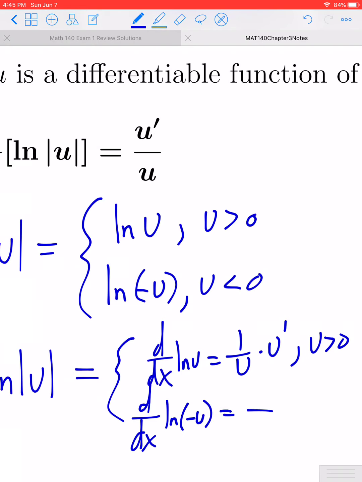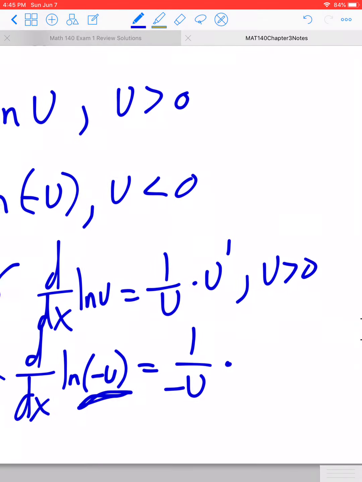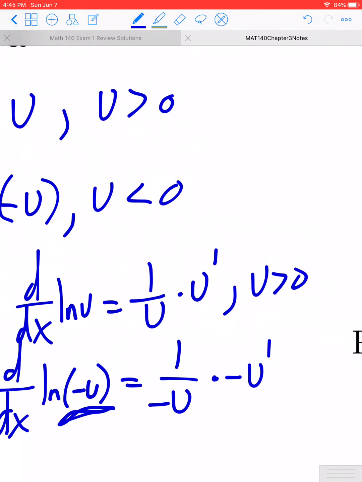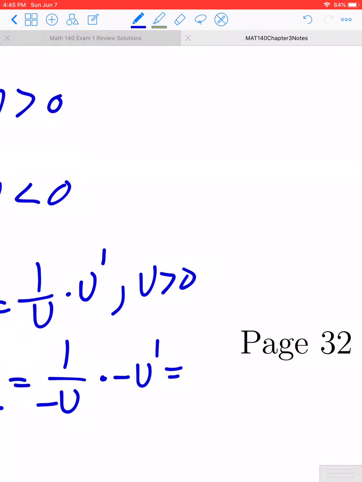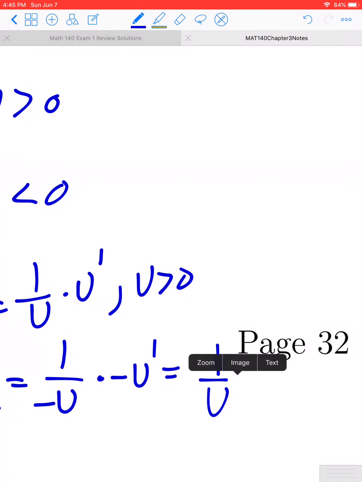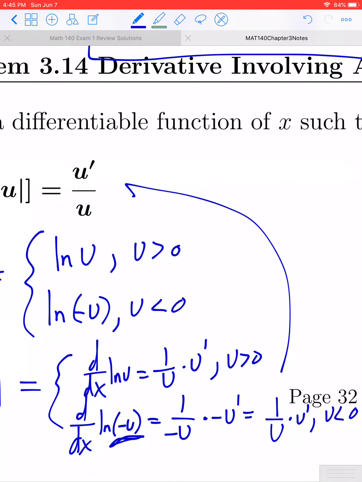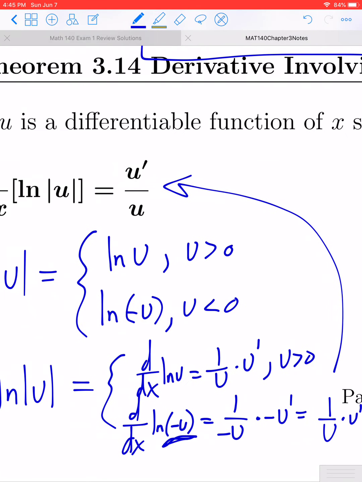Pay attention to this step. Remember, the derivative of a natural log is 1 over the thing on the inside, and then from the chain rule, we need to multiply by the derivative of the inside. Well, the derivative of negative u is negative u prime. These negative signs cancel each other out, and we still end up getting the same expression, 1 over u times u prime, and this one is valid also for when u is less than 0. So what is the derivative of the natural log of the absolute value of u? It's simply going to be 1 over u times u prime. The book makes it a point to put that u prime in the numerator. I feel like this is more to the spirit of the rule, though.